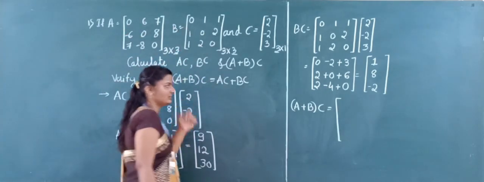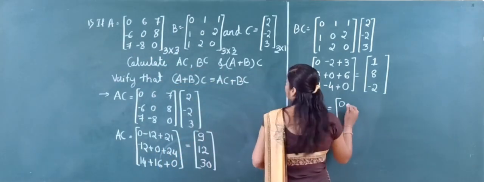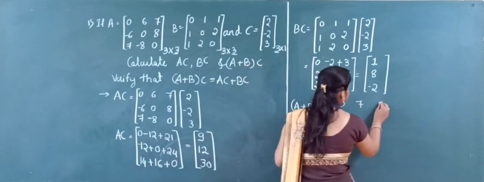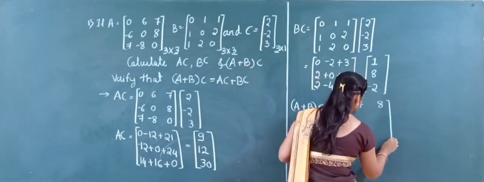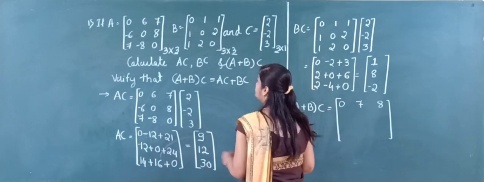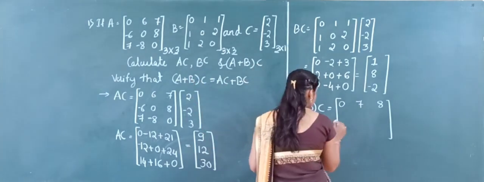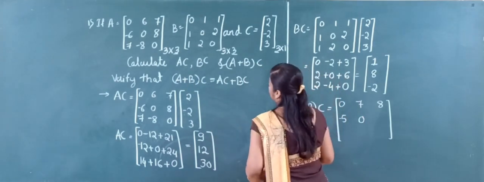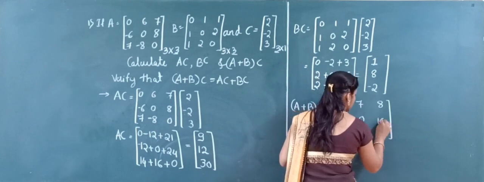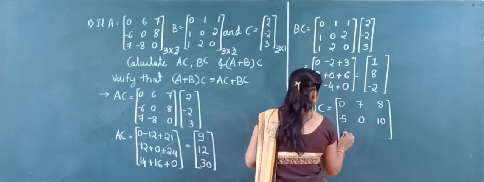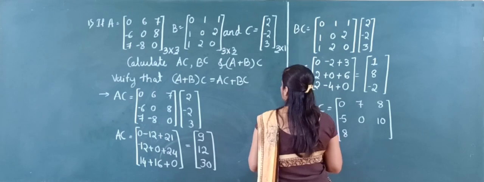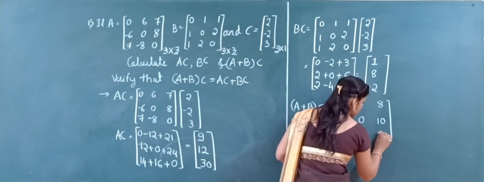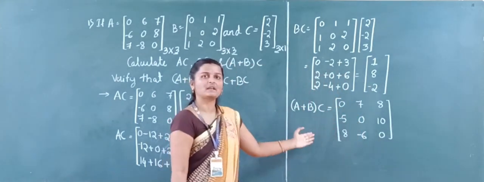0 plus 0, 0. 6 plus 1, 7. 7 plus 1, 8. First row is completed. Next take the second row. Minus 6 plus 1, that is minus 5. 0 plus 0, that is 0. 8 plus 2, 10. 7 plus 1, 8. Minus 8 plus 2, minus 6. 0 plus 0, 0. This is our A plus B.